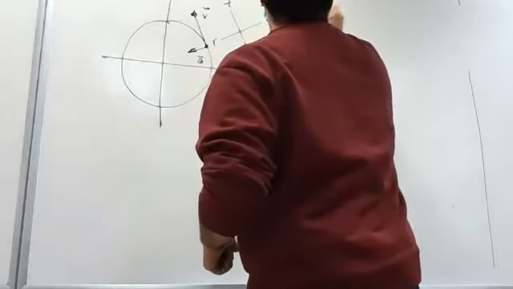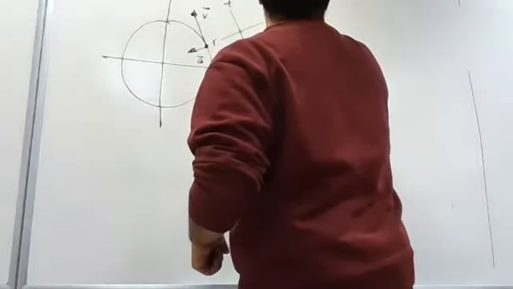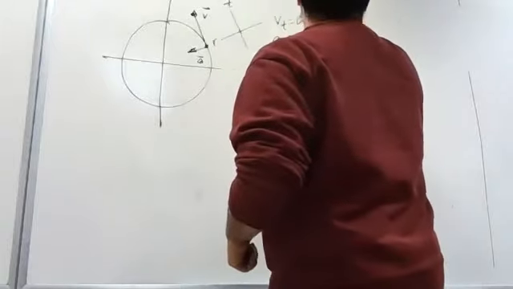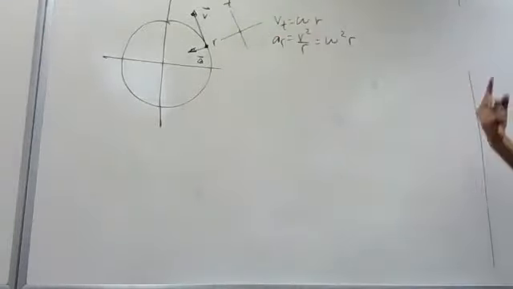v_t equals omega r, and then a_r equals v squared over r, which could be omega squared times r. And all the other components are 0, like the t component of acceleration and the z component of v. The other ones are all 0.